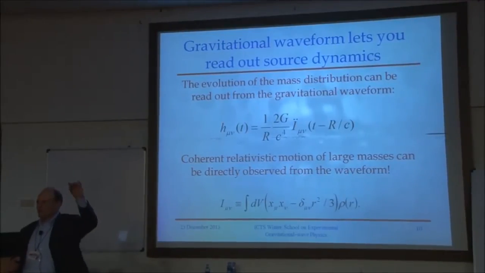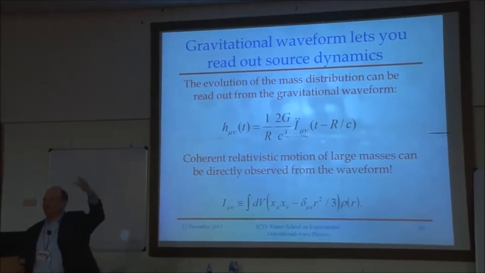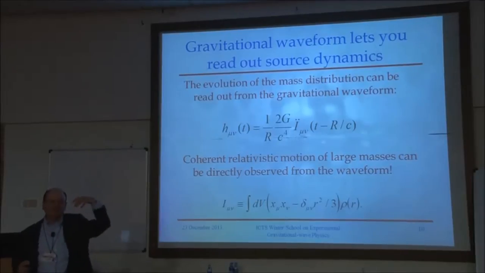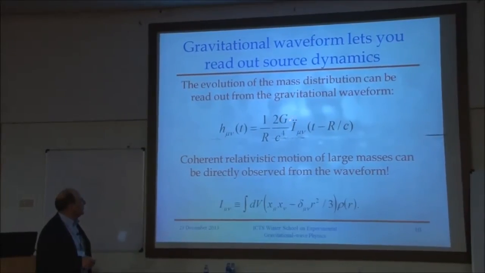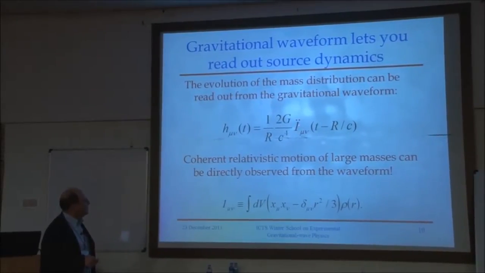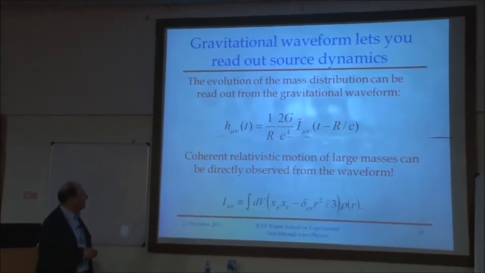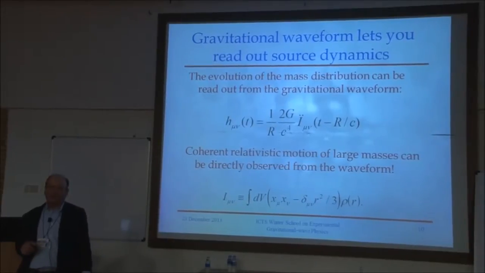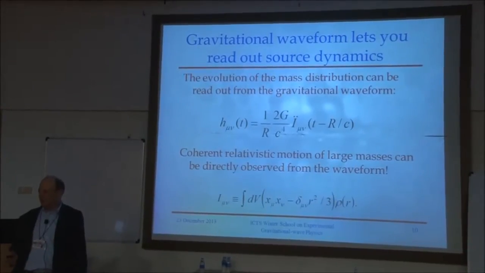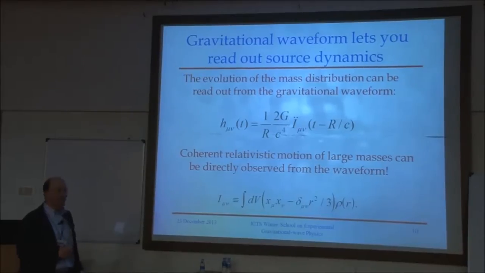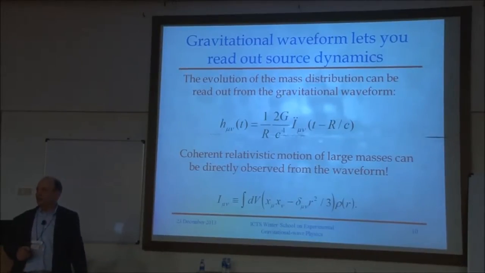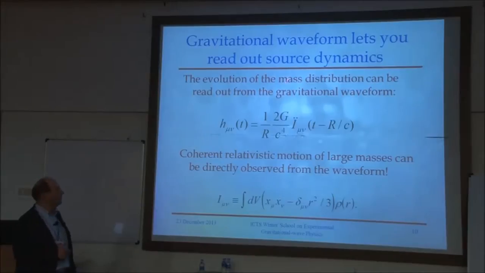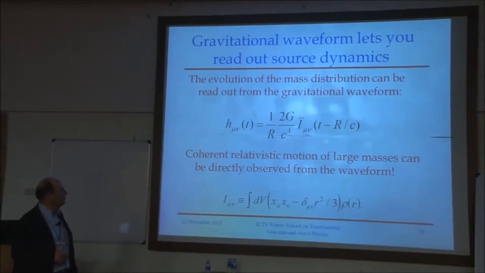Because it's a wave phenomenon, we see something at the retarded time, after the time it takes for the signal to get from the source to us. Other than that, cross it off from your mind. This is the mass quadrupole moment defined down here, second time derivative. This is an analog of the electromagnetic Larmor formula that would have in this place the first time derivative of the electric dipole moment. Here it's the second time derivative of the quadrupole moment.